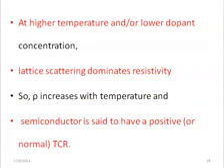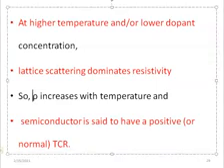But at a higher temperature, when the temperature is very high or at lower dopant levels, either the temperature is high or the concentration of the introduced impurities is very small, the lattice scattering now dominates the resistivity. So in this case, the resistivity rho will increase whenever temperature also increases. So in this case, we say that semiconductor has a positive temperature coefficient, or we call it a normal temperature coefficient.